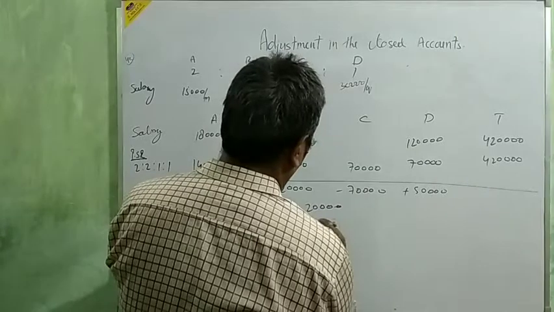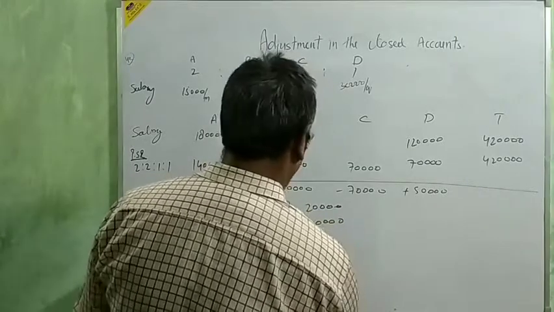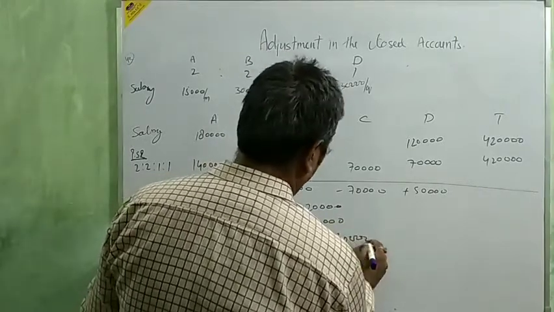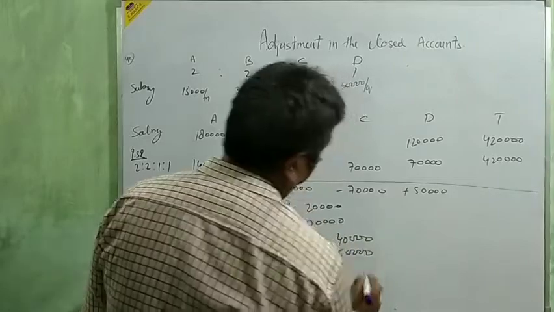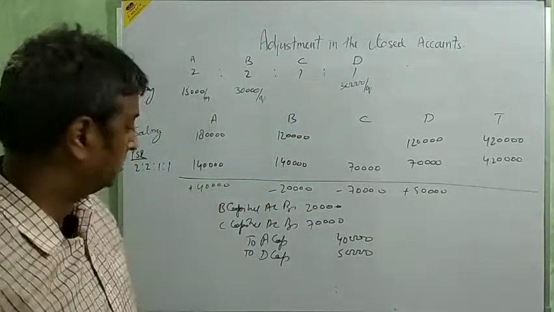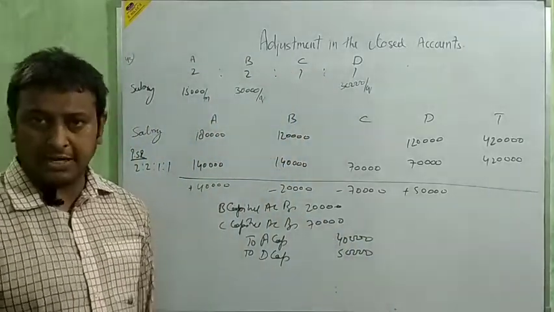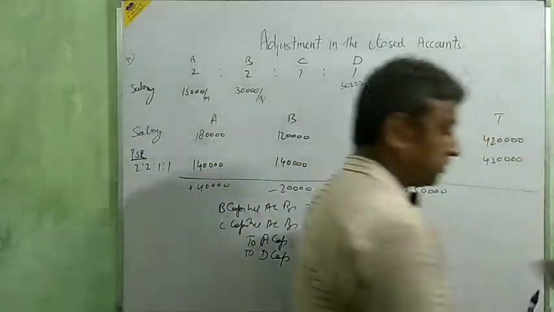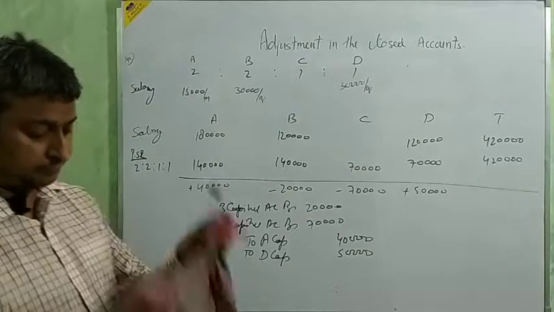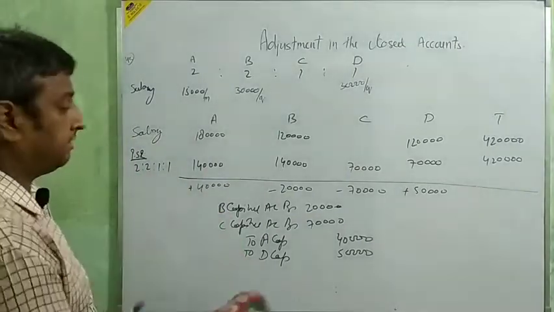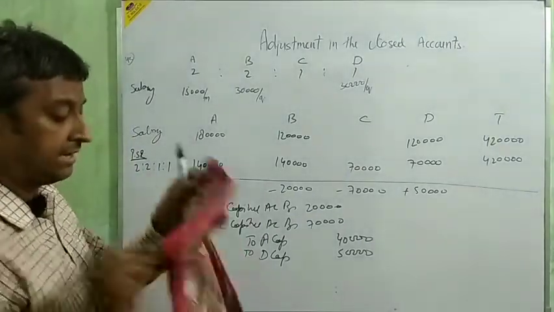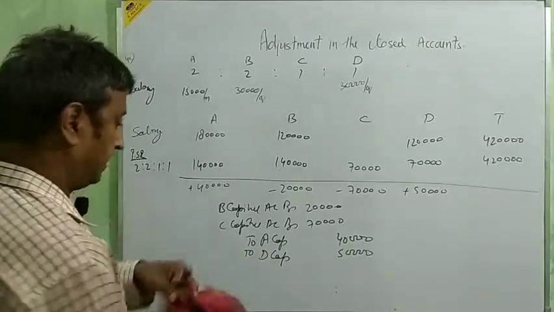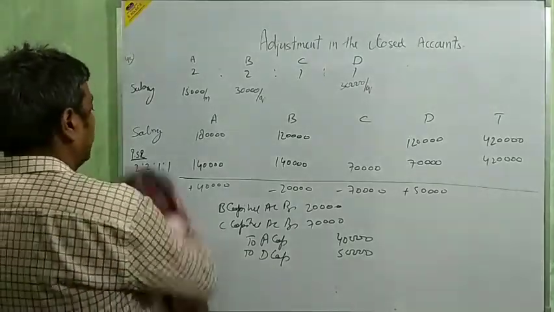20,000, 70,000, 40,000 and 50,000. Okay, as is coming. Same. Clear? Okay, go for the next. Some more questions we are going to see. A, B and C. Wait, I am rubbing this board because it's needed. Clear, beta? Okay.